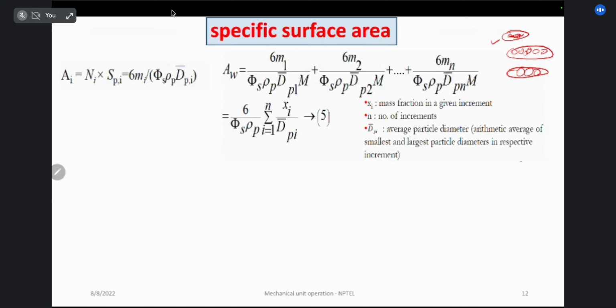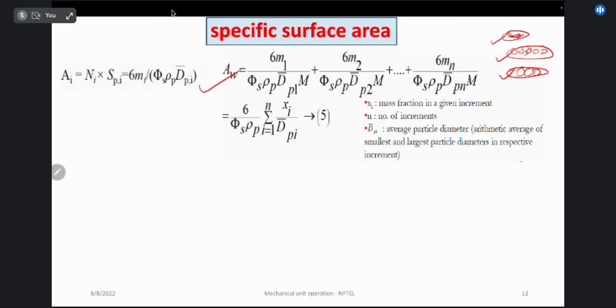So you need to consider each and every mass fraction on every screen, with their average particle diameter. Average particle diameter is an average of the smallest and largest particle diameters in the respective increment. For every increment, if you want the average, you just take the average of the smallest and largest particle diameter, which we will follow in the example.